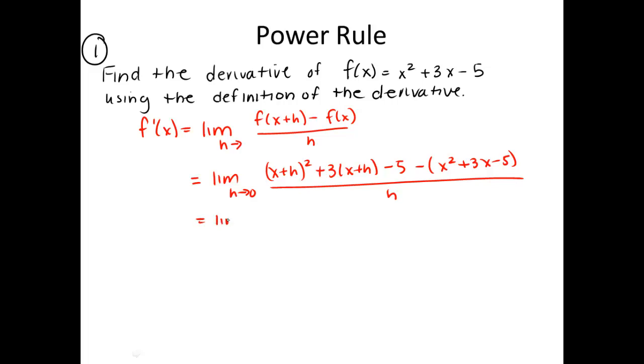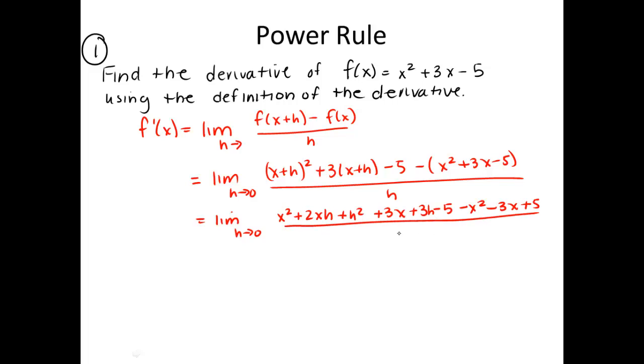I'm going to go ahead and do my expansion on that binomial that's being squared. X squared plus 2xh plus h squared. Distribute the 3x plus 3h minus 5 minus x squared minus 3x and plus 5 all over h. We get to eliminate the like terms, which happen to be x squareds, our 3x's and our 5, leaving us with the limit as h approaches 0 of 2xh plus h squared plus 3h all over h.